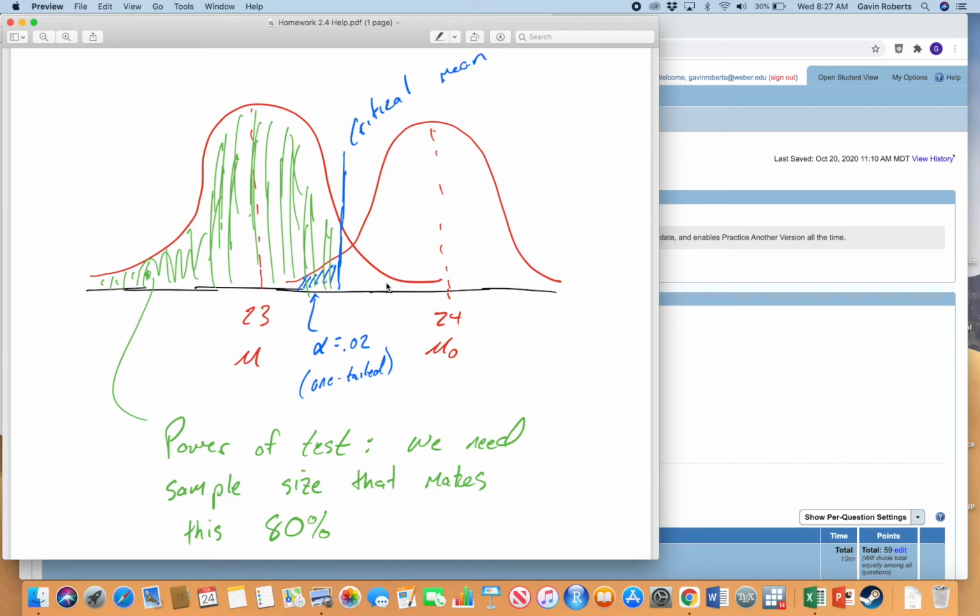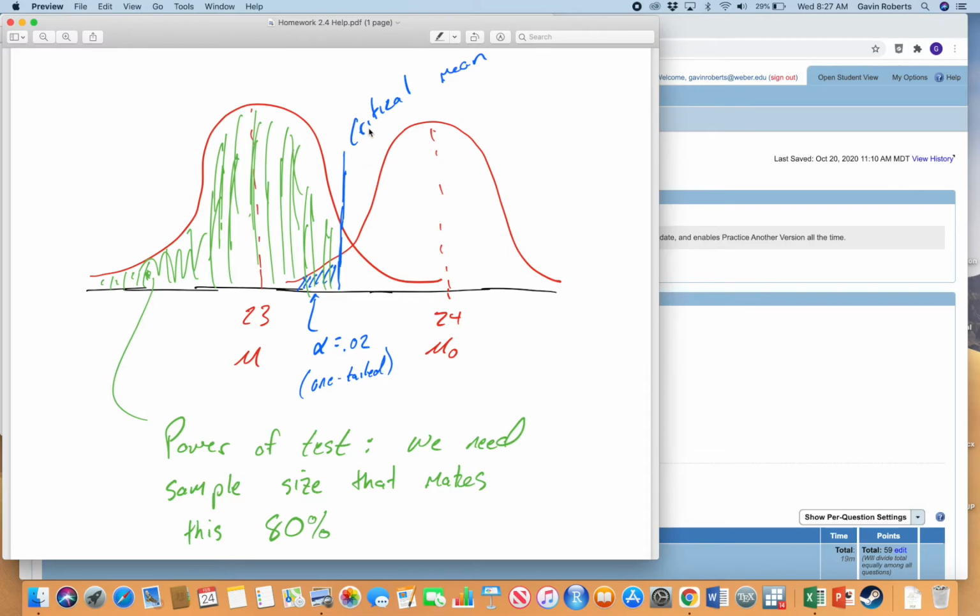So that's really what we need to be thinking about. They tell us in the problem that alpha is 0.02. They also show us a one-tailed test, which is important. So that means I can draw this line here, and call that the critical mean. I'm going to reject my null hypothesis if I land to the left of the critical mean. What defines that critical mean? Well, it's the number that divides the null distribution between 98% and 2% alpha. So we're going to use that information to figure out what the critical mean is.